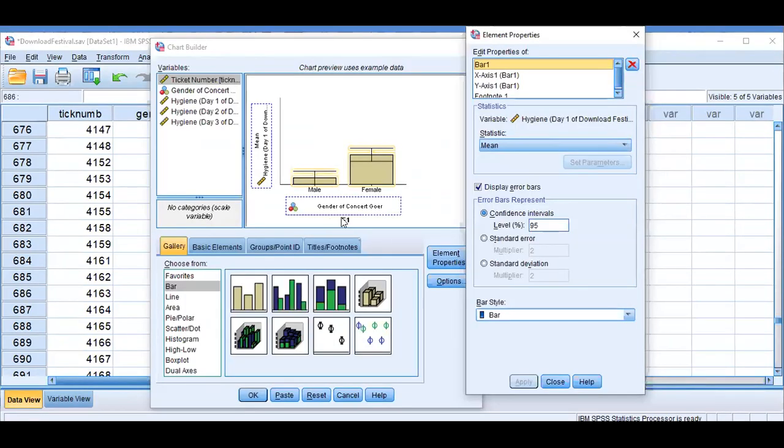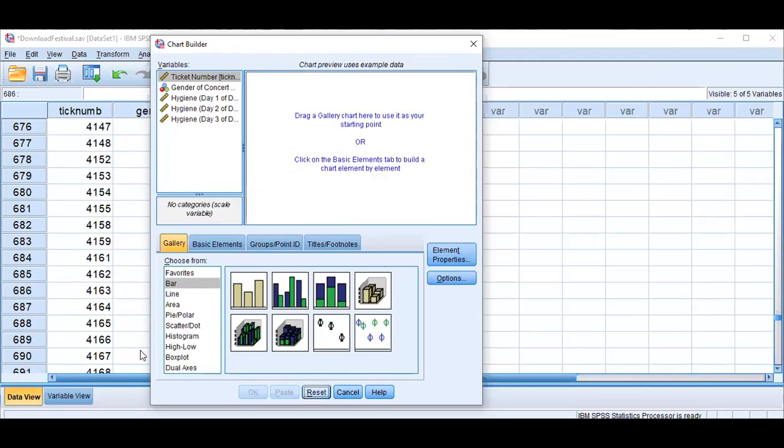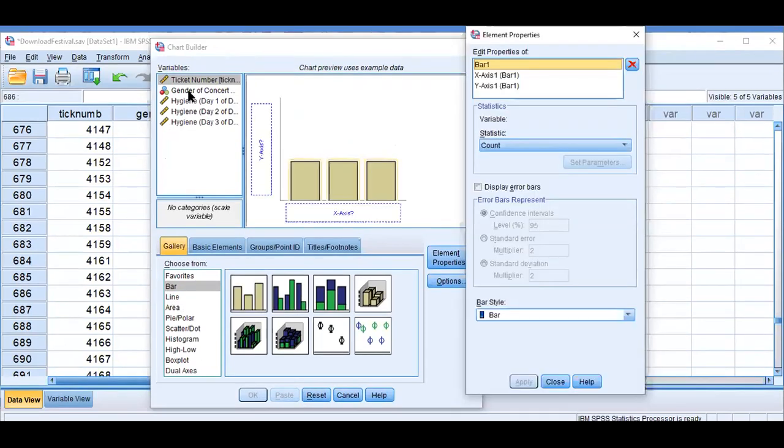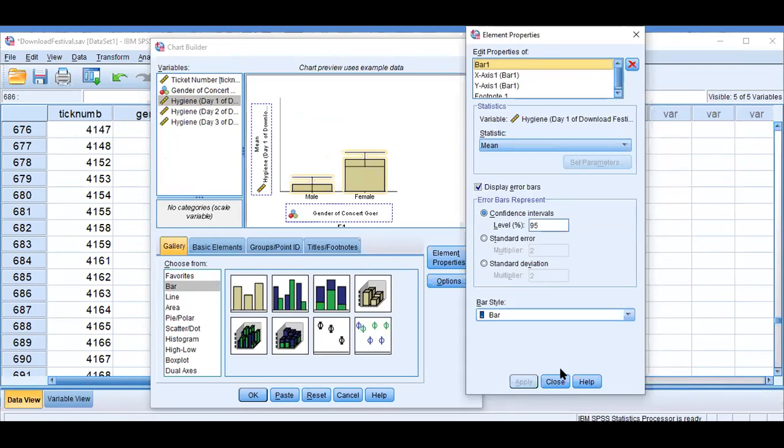So, bar chart, I am resetting. How will we create an error bar in a bar chart? Double click, then gender into the x-axis, hygiene into the y-axis, and then here you can see display error bar, and then apply, and after apply, okay. Now we can see the error bar.